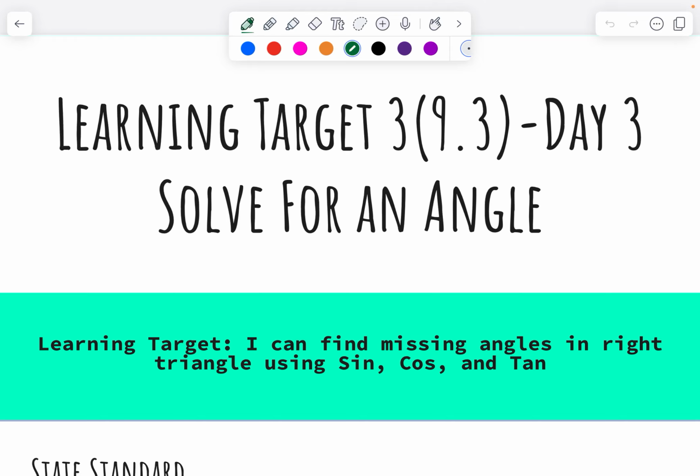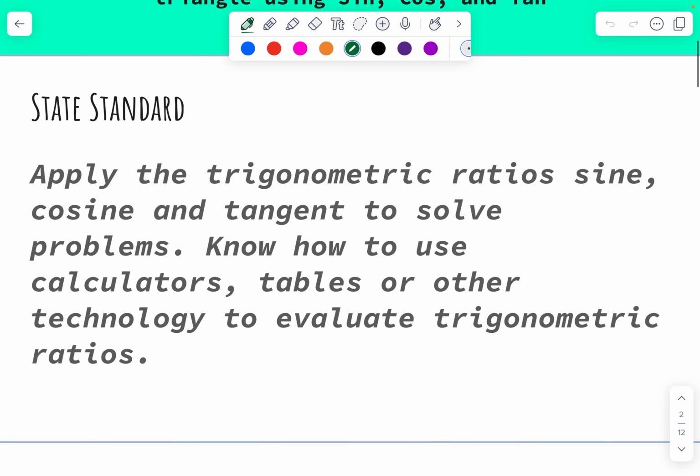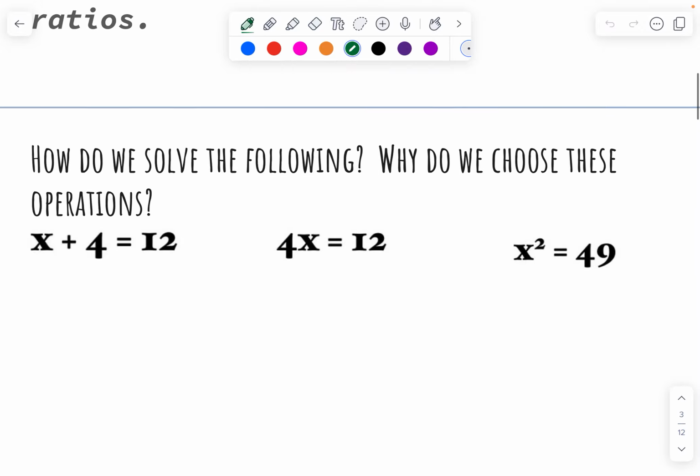Hello friends, today we're going to talk about solving for an angle in a right triangle using trig. Our state standard: apply the trigonometric ratios sine, cosine, and tangent to solve problems. Know how to use calculators, tables, or other technology to evaluate trigonometric ratios.